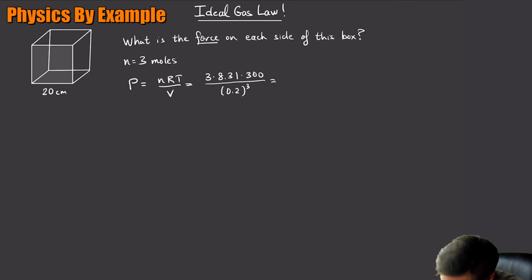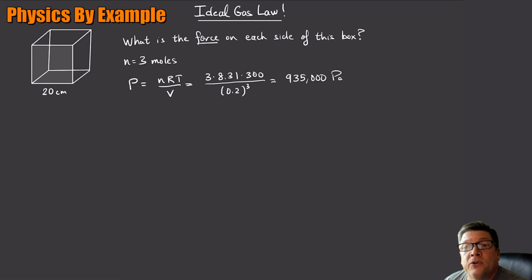When you plug these numbers in, what do I get? About 935,000 pascals, or newtons per square meter. That's a lot. That's about 9 times atmospheric pressure, pretty much.